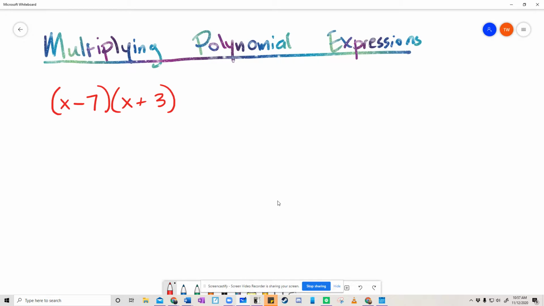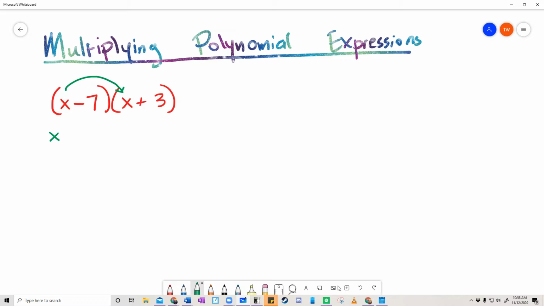When you want to multiply polynomial expressions, students generally choose one of two main methods. The first method, I call it double distribute, but it's not always double. Sometimes it's triple or quadruple. But the idea is you use the distributive property to multiply each term by each other term.